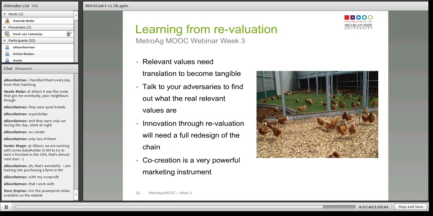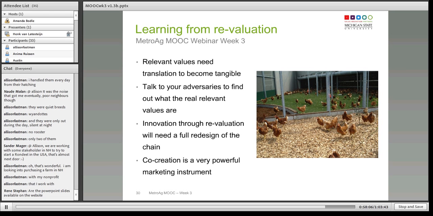Second point here is you even need to talk to your adversaries or enemies to find out what the real values are. As in the example of Roundel, the animal activists at the end of the day became almost the marketing agents for the Roundel concept. Now, then you really have shifted the way in which you are operating in society.